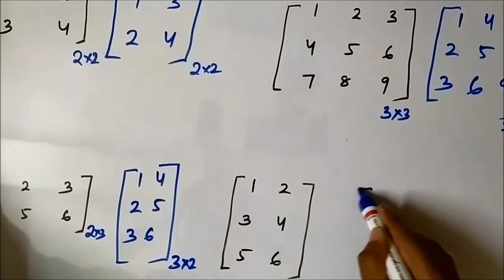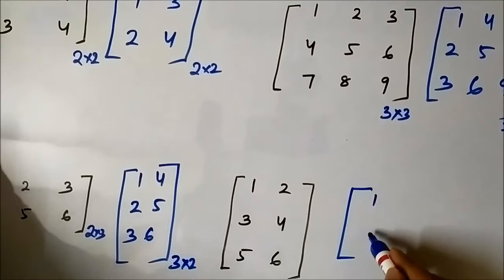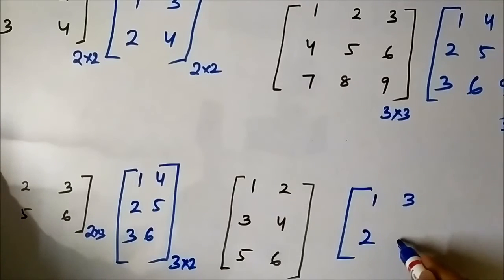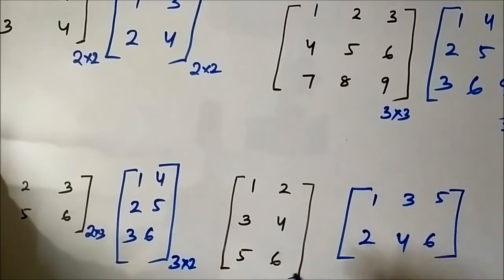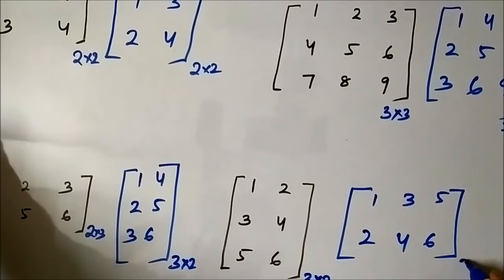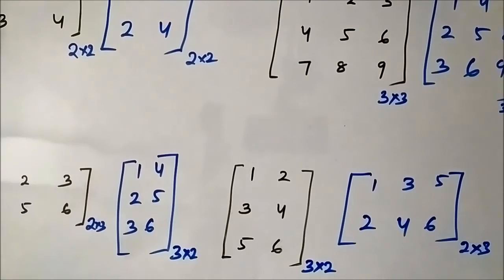Similarly, here also the first row will become the first column, 1 2. Second row, second column. Third row, third column. Here this is a 3 cross 2 matrix, 3 rows 2 columns, which is converted into a 2 cross 3 matrix. So this is how the transpose of a matrix operates.